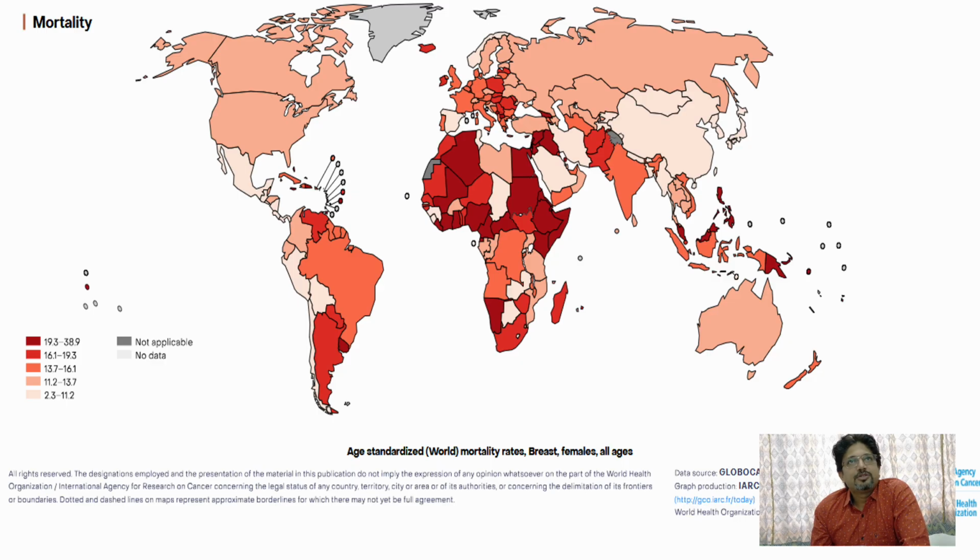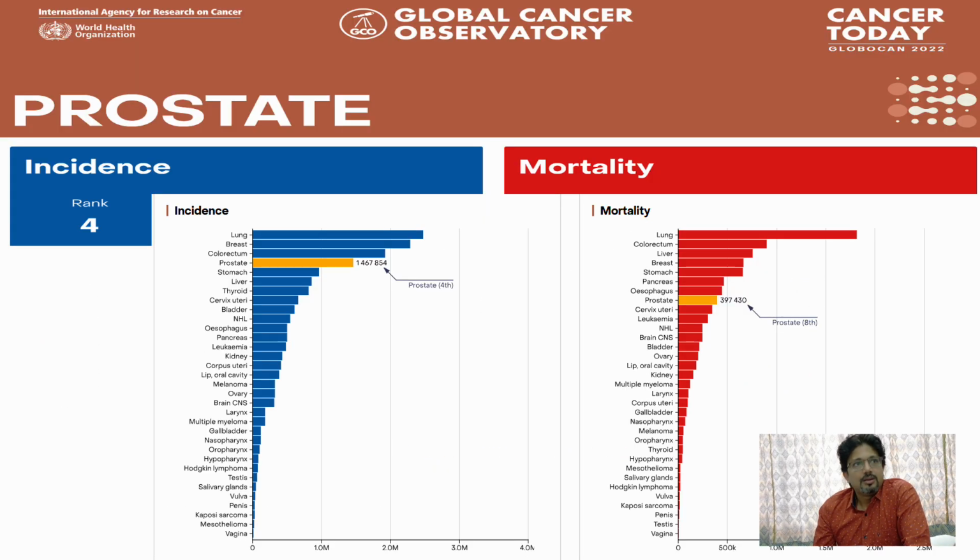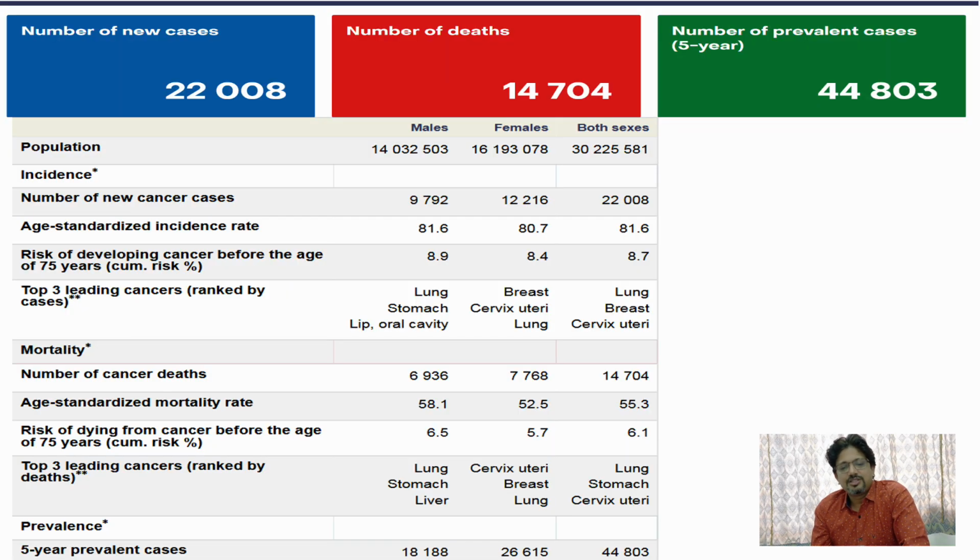Similarly, the heat map for breast cancer shows that it is the most common or second most common cancer in most parts of the world. Similarly, the prostate cancer. Just for Nepal, there are 3 more slides. In Nepal, according to 2022, around 22,000 new cancer cases are diagnosed, of which 14,000 die per year.